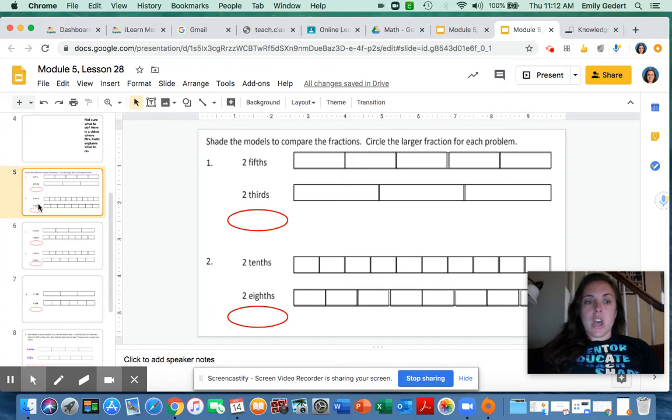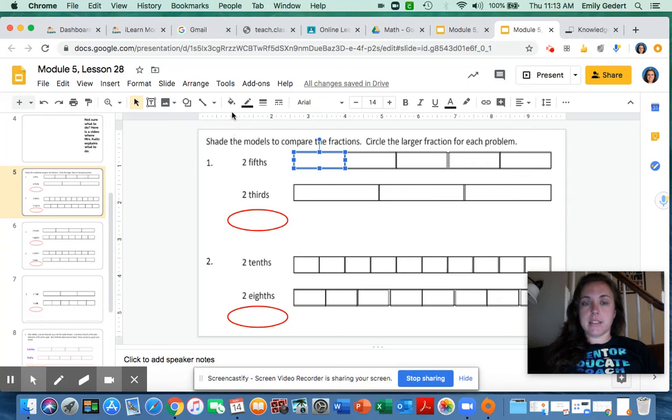So slides 5, 6, and 7 are all very similar. You're going to follow the directions up here. You need to shade the models to compare the fractions and then circle the larger fraction for each problem. So the first thing we're going to do is shade in 2/5. So you're going to grab the part you want to shade in, just like we did on last lesson's problem set.